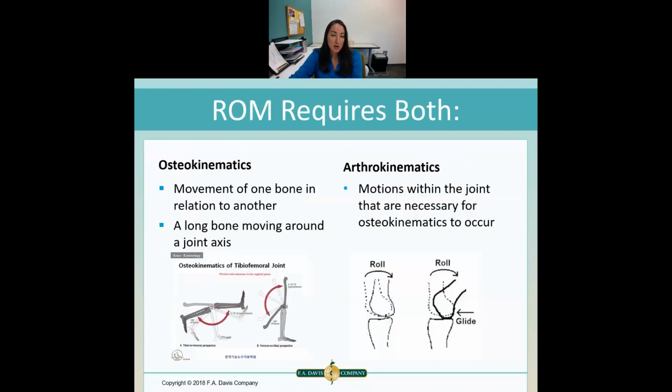Just a reminder of your osteokinematics and your arthrokinematics. Remember, osteokinematics are the long bone movements. So if I'm flexing my shoulder, the long bone movement, I'm talking about the humerus is going superiorly as I flex up. That's an osteokinematic.